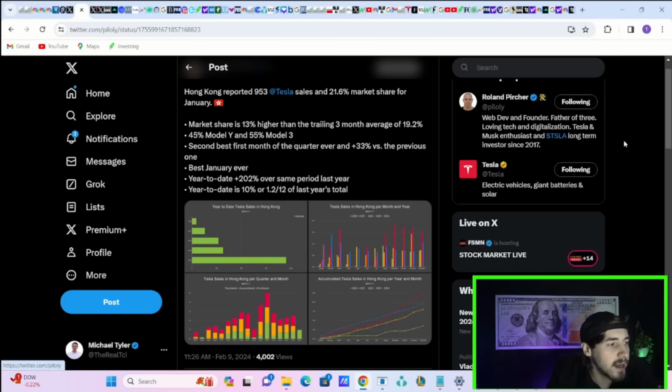Hong Kong reported 953 Tesla sales and 21.6% market share for January. 45% of these 953 deliveries were Model Y and 55% were Model 3. This was the best January ever for Hong Kong. Same is true for Europe. And year to date, you are up 202% over the same period last year.